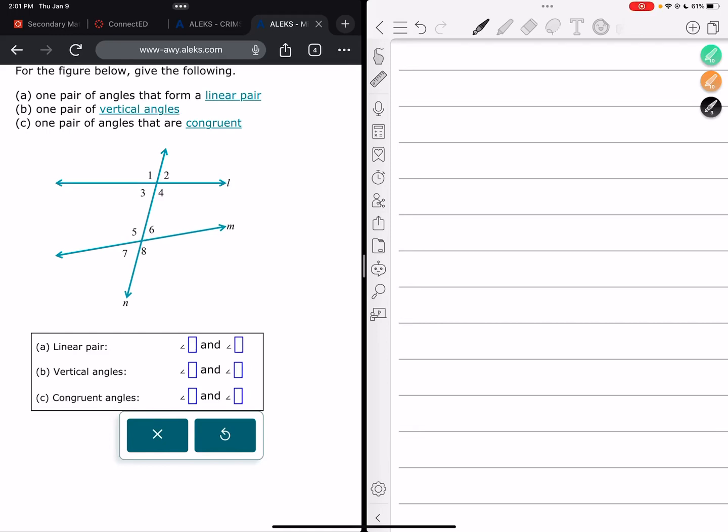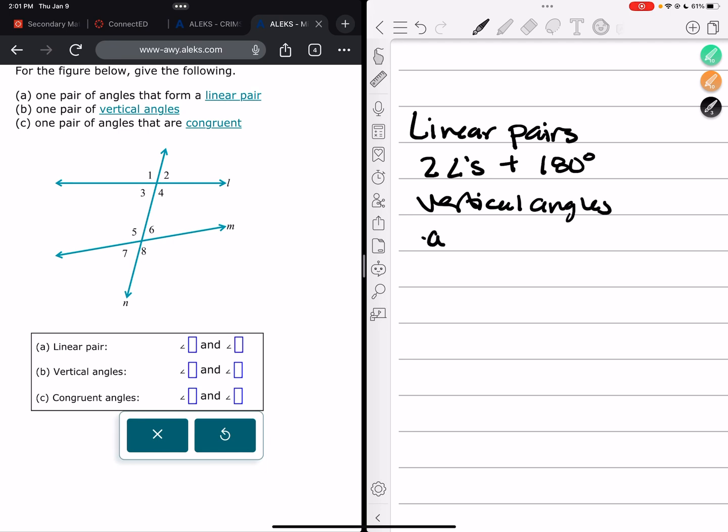Okay, so when we look at these, we want to remember a couple definitions. First of all, we want to remember that linear pairs are two angles that add up to 180 degrees. We want to remember that vertical angles are angles that are across from each other.